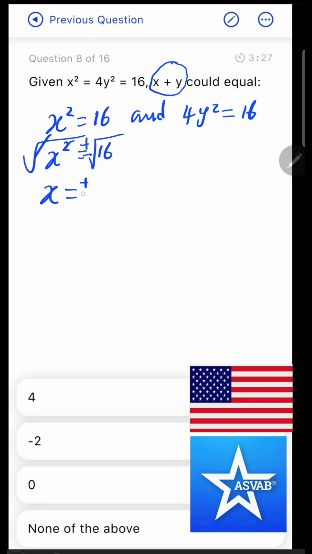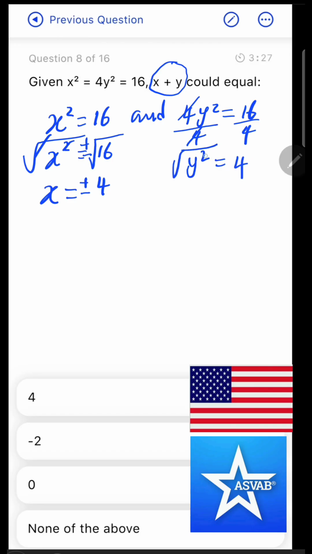So this is going to be positive or negative. Square root of 16 is going to be 4. And to solve for the value of y from here, the first thing we need to do is to eliminate this 4. So we're going to divide both sides by 4. This 4 will cancel this 4. We are left with y squared, which is equal to 16 divided by 4, which is going to be 4.